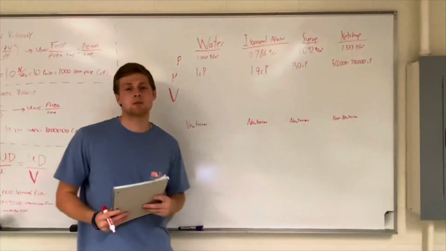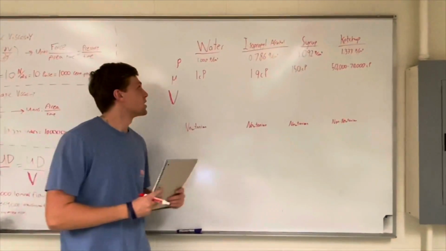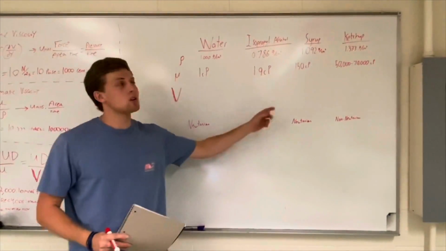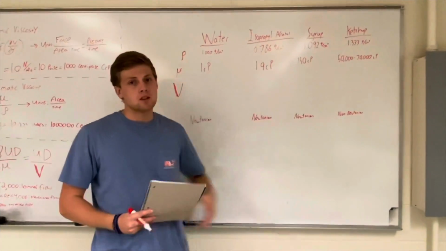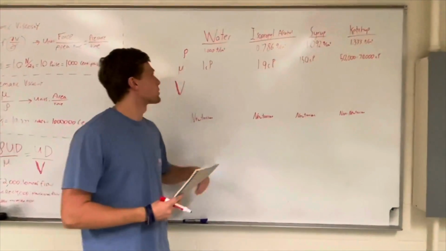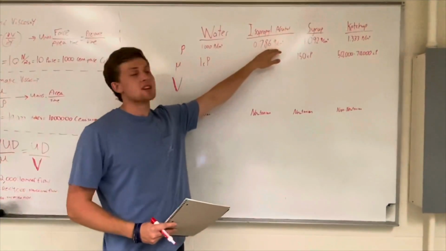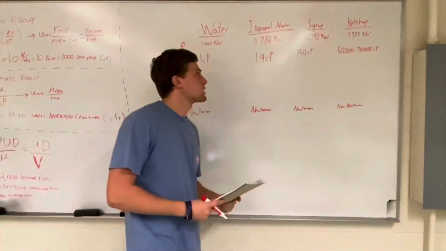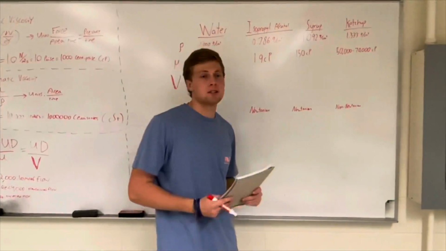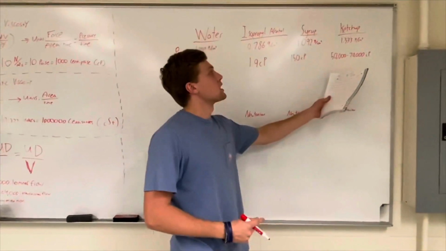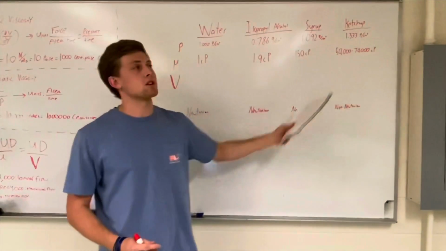All right, so for our experiment, we tested 4 types of fluids. We tested water, isopropyl alcohol, syrup, and ketchup. So the respective densities for water is 1 gram per centimeter cubed, isopropyl alcohol is 0.786 grams per centimeter cubed, syrup is 1.092 grams per centimeter cubed, and lastly ketchup is 1.33 grams per centimeter cubed.